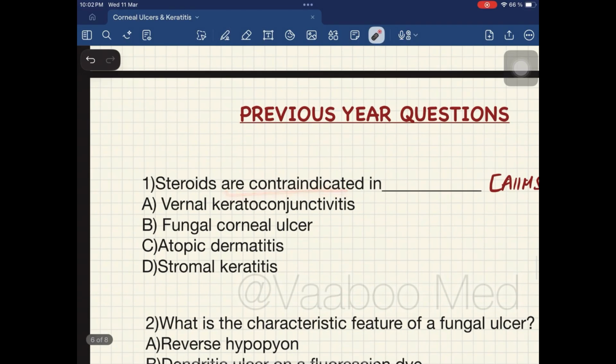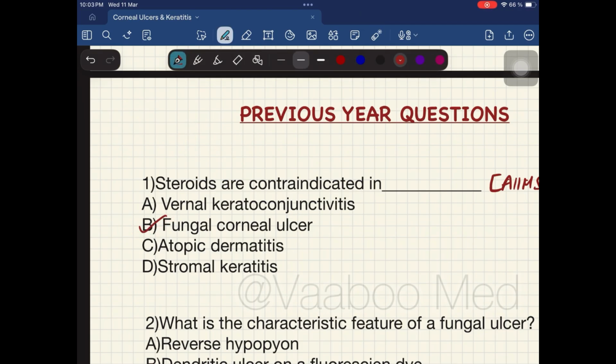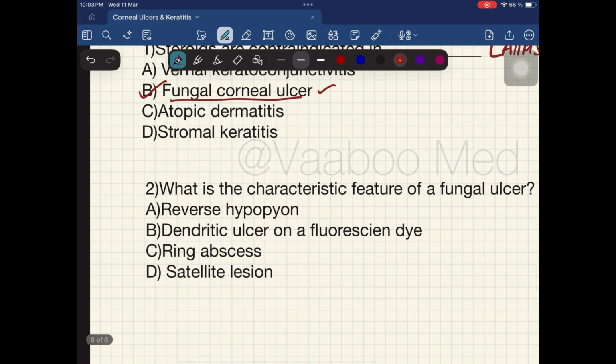Steroids are contraindicated in what? Look at the options: vernal keratoconjunctivitis, fungal corneal ulcer, atopic dermatitis, stromal keratitis. We have seen in 3 topics in this lecture that steroid is contraindicated in bacterial, in viral, and in fungal also. In the options, we can see fungal. Clearly, the answer would be fungal corneal ulcer.